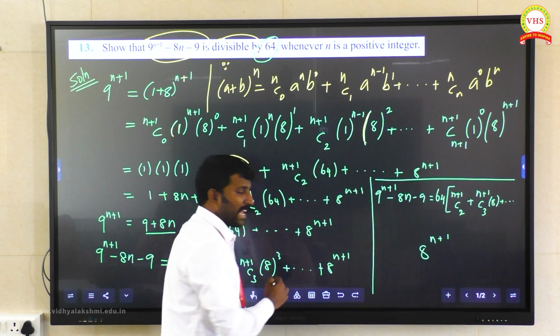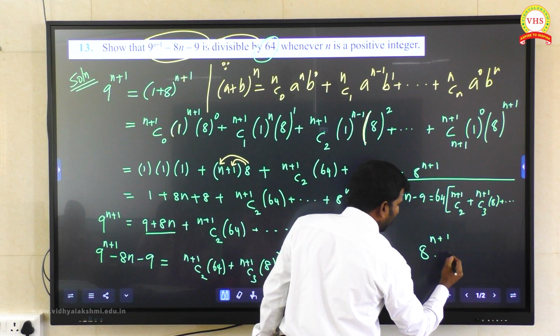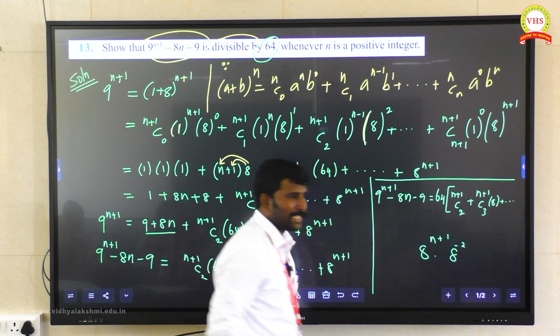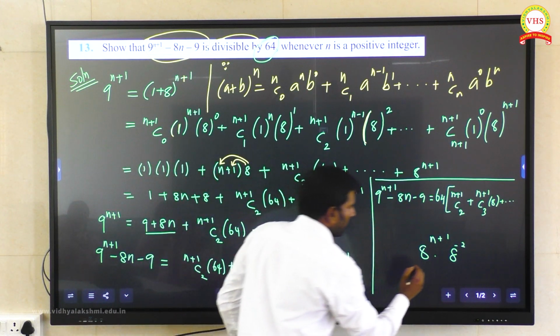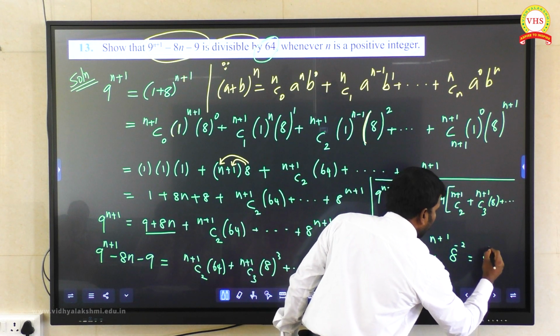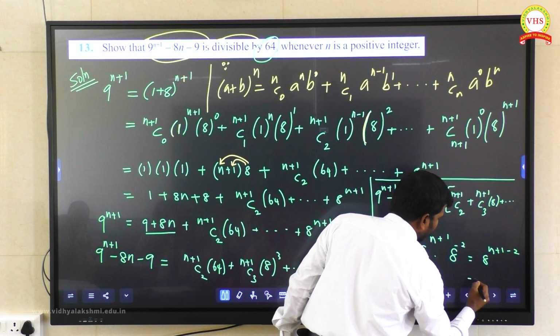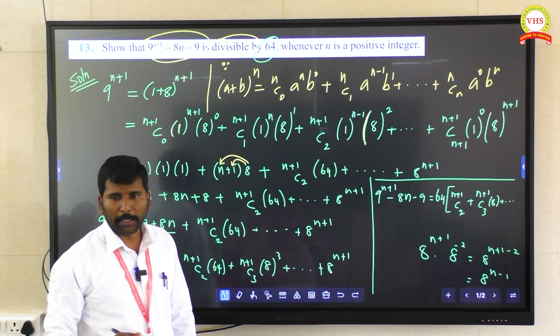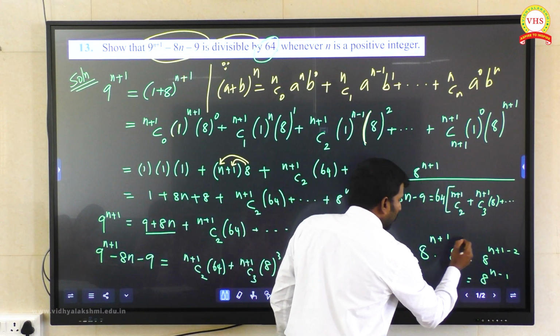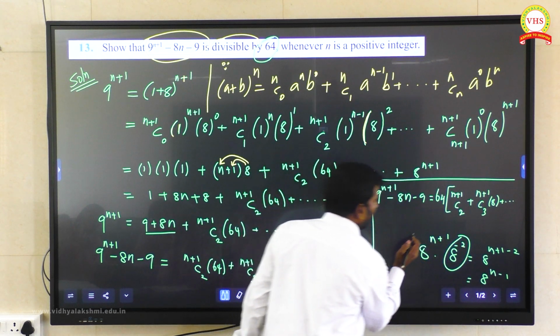When I take 8 power 2 outside, what will happen here? 8 power 2 will be subtracted here. Am I right? 8 power 2 will be subtracted. When I subtract, what will come? 8 power n plus 1 minus 2, in the sense, 8 power n minus 1 you will be getting. What you will be getting? 8 power n minus 1.